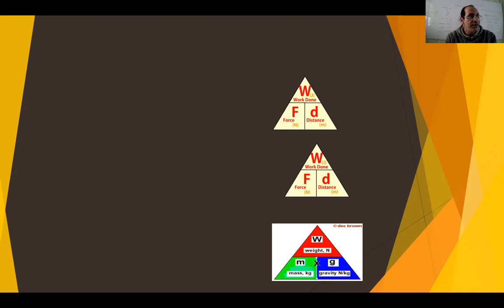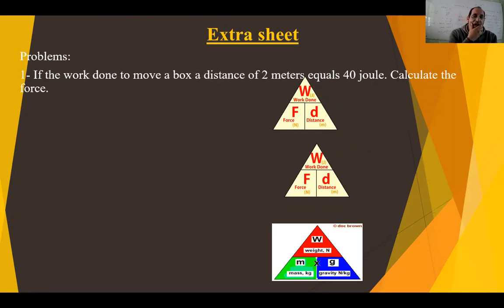Dear middle one students, today we are going to revise lesson 1 in unit 2 through answering some questions which you took in the extra sheet, the last one. Let's answer the problems together to know how to solve the problems, okay? Now, first one: if the work done to move a box a distance of 2 meters equals 40 joules. So the work is 40 joules and the displacement is 2 meters, calculate the force.